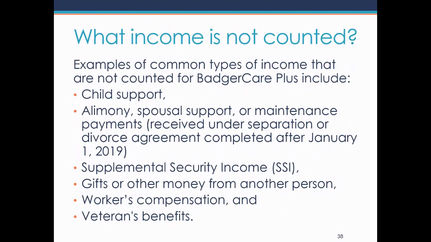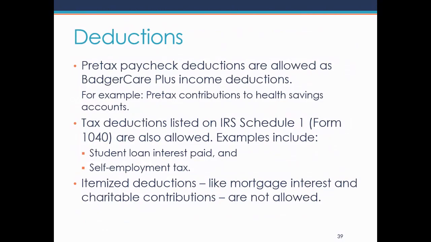A full list of income that's not counted is available in the Badger Care Plus Eligibility Handbook, Chapter 16.2. Next, let's talk about deductions. A deduction is an amount that can be subtracted from the amount of income used to determine eligibility. Pre-tax paycheck deductions are allowed as Badger Care Plus income deductions. An example of this might be a pre-tax contribution to a health savings account.